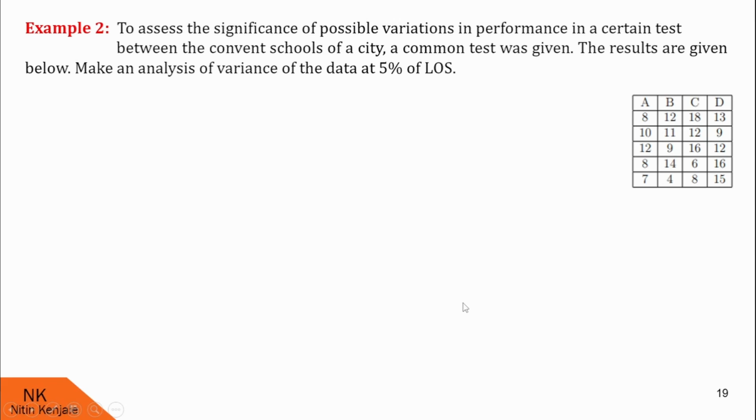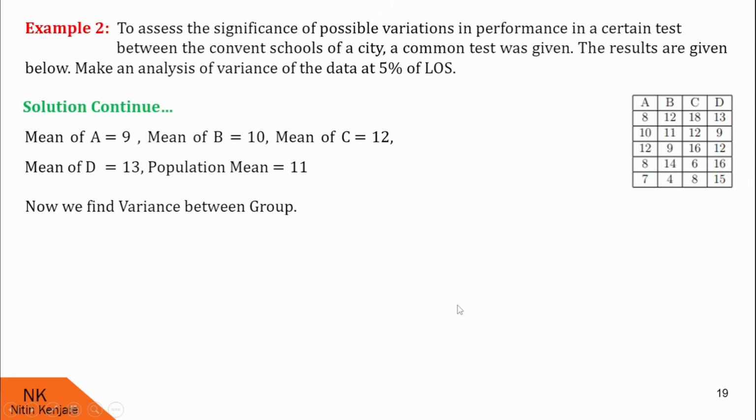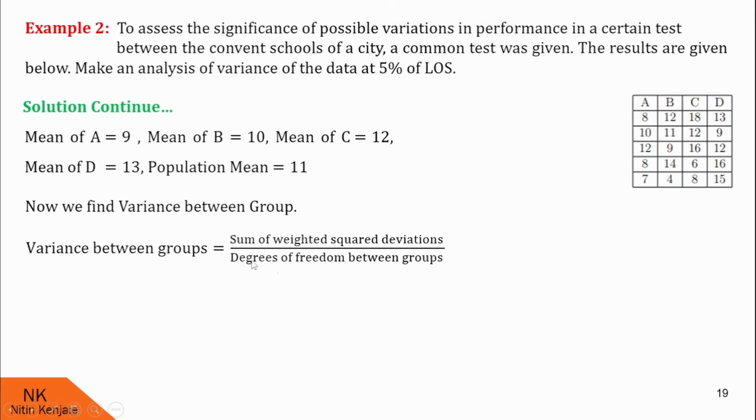Now let us proceed for variance between groups. We know variance between groups is given by sum of weighted square deviations divided by degrees of freedom between groups. The formula for sum of weighted square deviation is Ni into xi bar minus x bar the whole square. So here for group A, Ni is 5. Similarly for group B, C and D, Ni is 5 into xi bar for A is 9 minus overall mean is 11. So xi bar minus x bar the whole square.